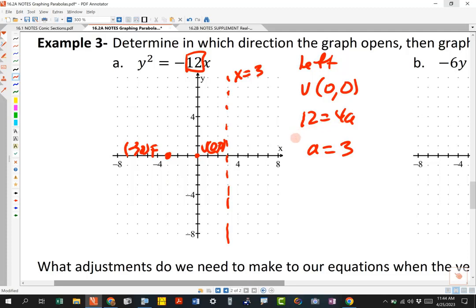Half of that distance, right? So I'm going to go up 6, put a point here, down 6, put a point here. I'm going to change colors just so we can see for sure what the parabola is. The parabola is going to look like this. Okay. Any questions?